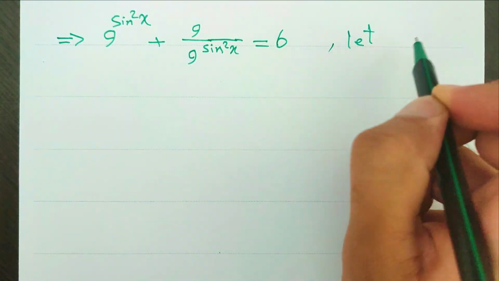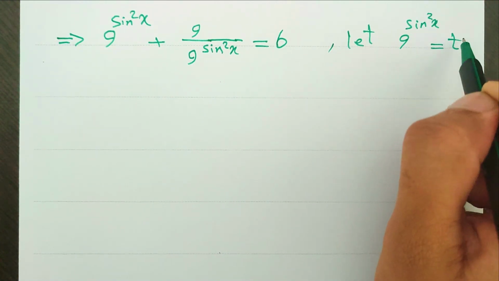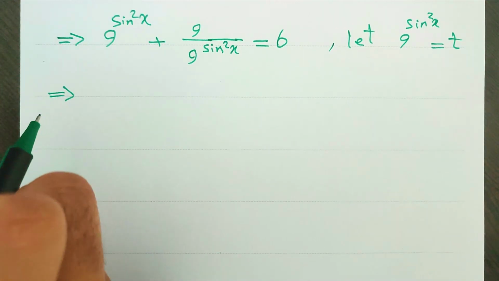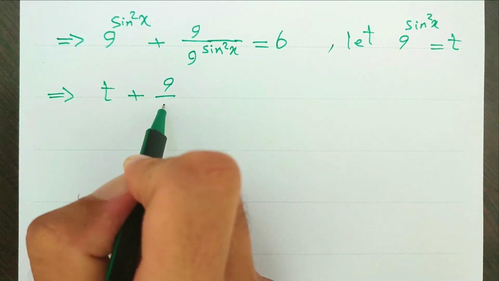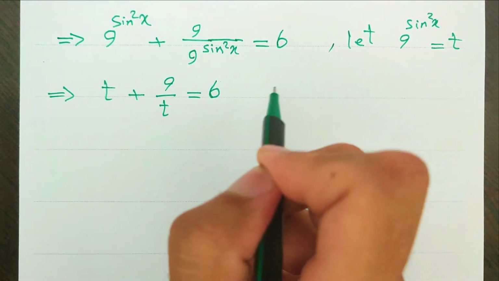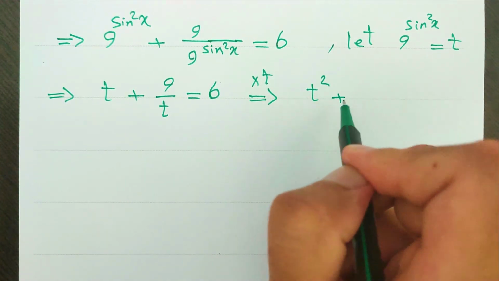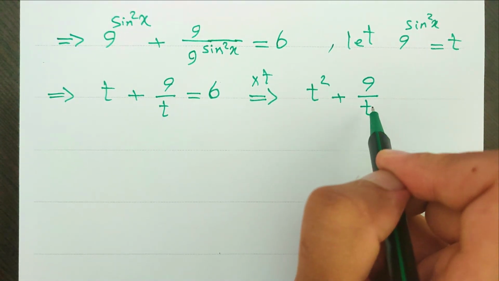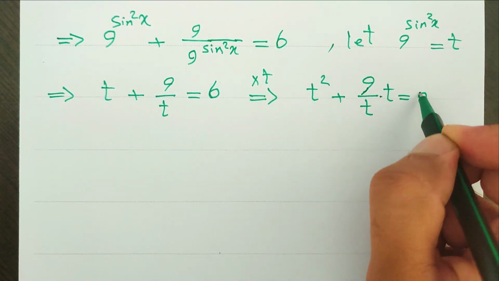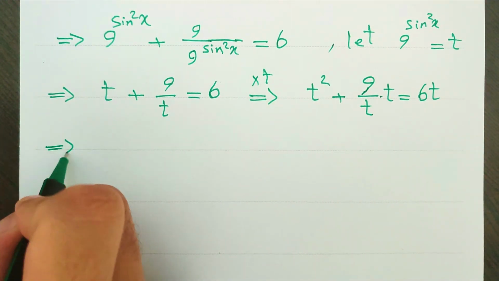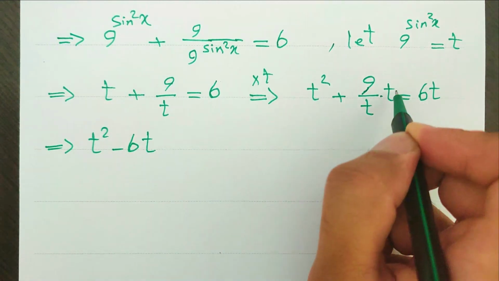To simplify further, let's introduce a substitution. Let t equal 9 to the power of sine squared x. So our equation becomes t plus 9 over t equals 6. By multiplying both sides by t, we get t squared plus 9 over t times t equals 6t. By rearranging, we have t squared minus 6t plus 9 equals 0.